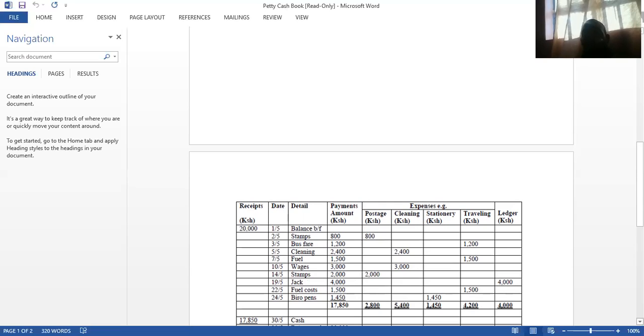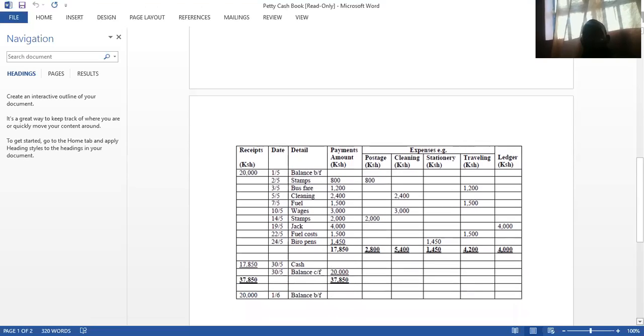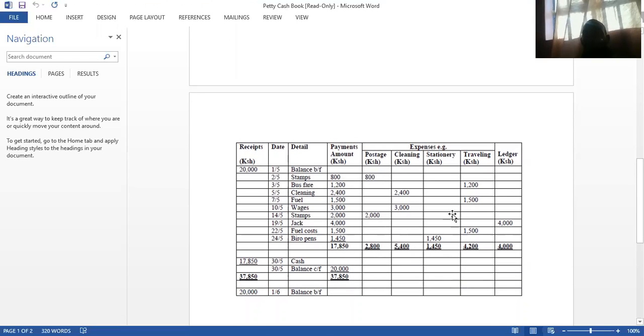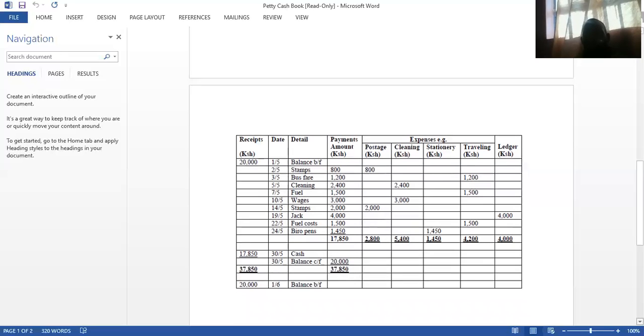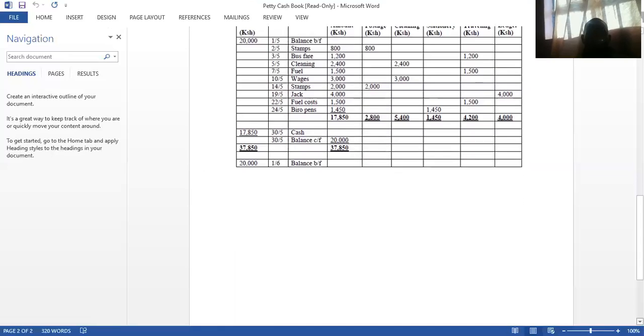What you'll do after recording like that, as simple as that, is total the amount for each expense column. You put the totals here. The total for the expense columns is the same as the total for the payment amount. And then you'll find that the total amount that was spent was 17,850 from the 20,000 that was given out. This person will have a balance of the difference between the two amounts. That is how basically the petty cash book is prepared.